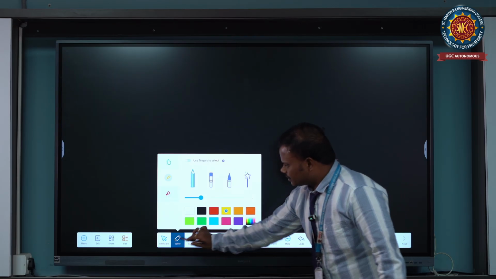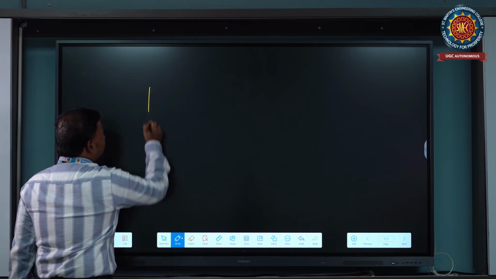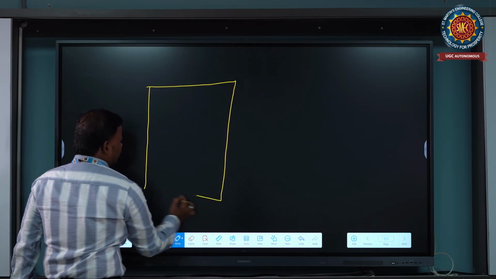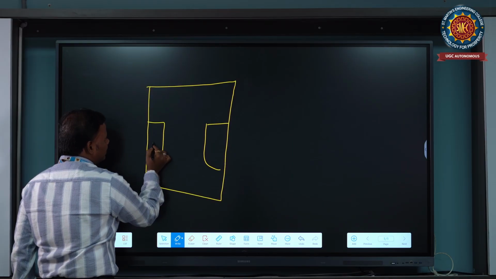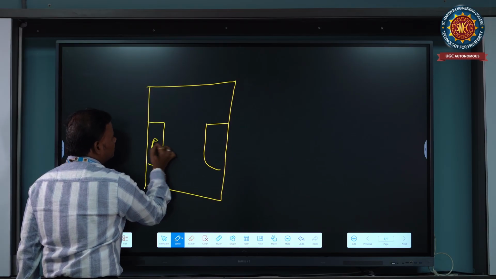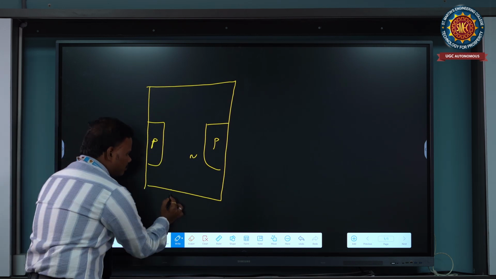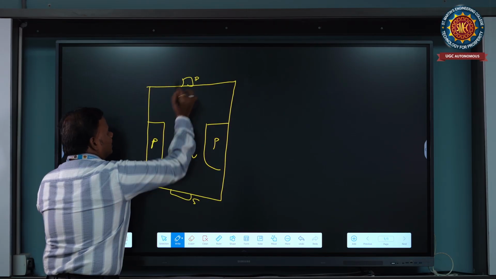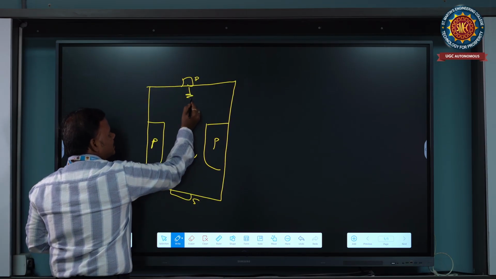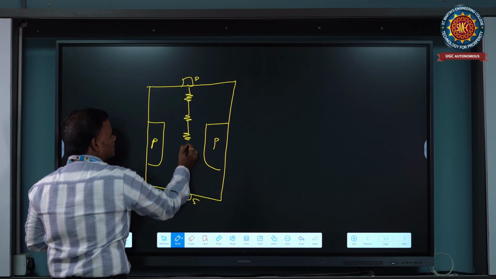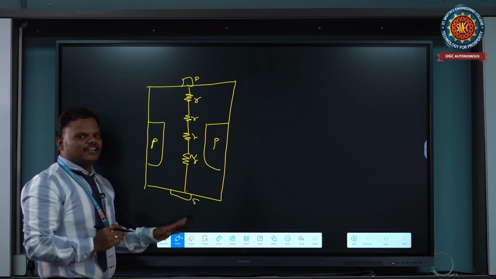So let me explain with a small diagram. This is the actual construction, where it has the n-type substrate, and here we have two regions, this one is P and this one is P. Here the channel resistance from source to drain is uniformly distributed. So I will consider it as 4 resistances. Let us assume equal resistance values, R, R, R, R.